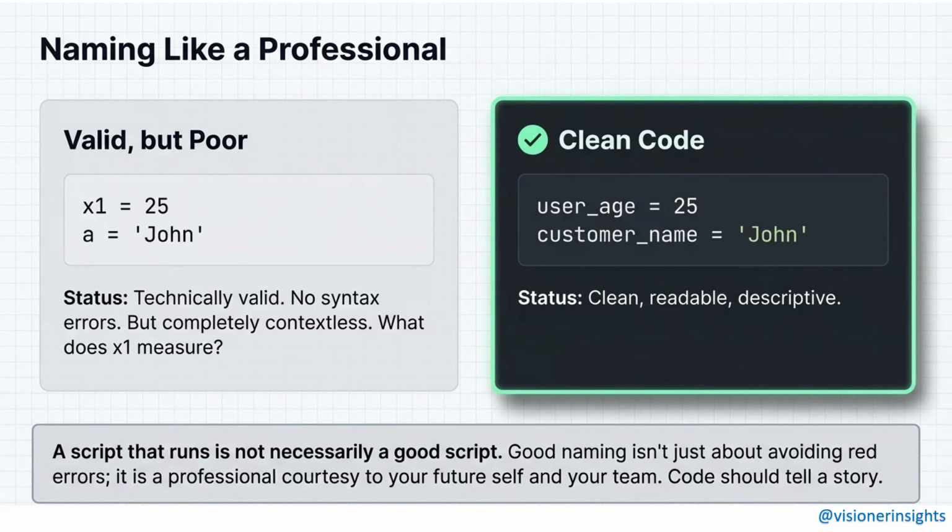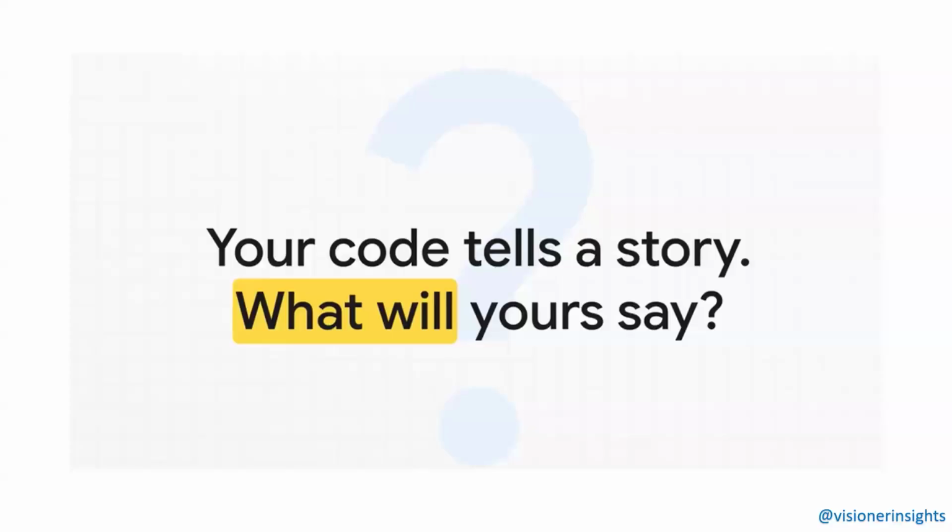But on the right, user_age equals 25. It's clean, it's readable, it's descriptive. Good naming isn't just about avoiding those red error messages. It's a professional courtesy to your team and honestly, to your future self. So as you go forward, just remember that every variable, every function, every single identifier you name is another sentence in a larger story. The machine is only ever going to read the syntax, but people read the meaning.